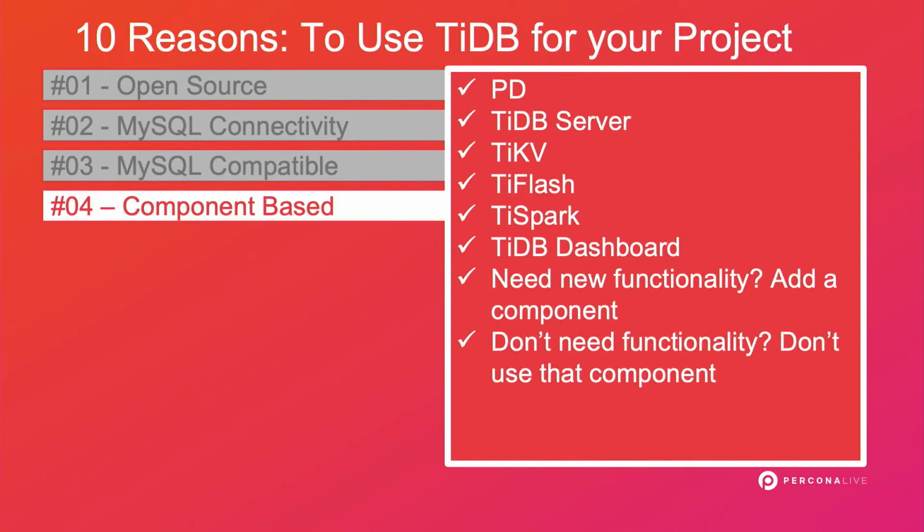Next is it's component based. We saw in the architecture diagram that there are bits and pieces that you can use or not use. Some of them are required. The minimum things you have to have for a TiDB server are a TiDB server, a PD, and TiKV. But the Flash stuff you can add, take away. The Spark stuff you can add, take away. And in the future, I'm sure there'll be more componentry that you can add to it and use. So we've got them listed.